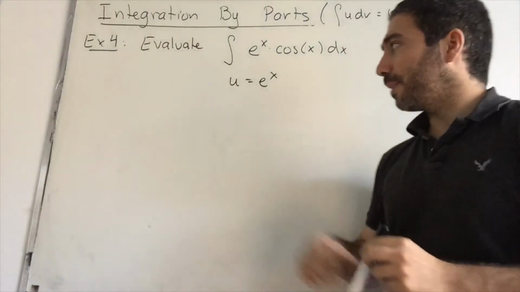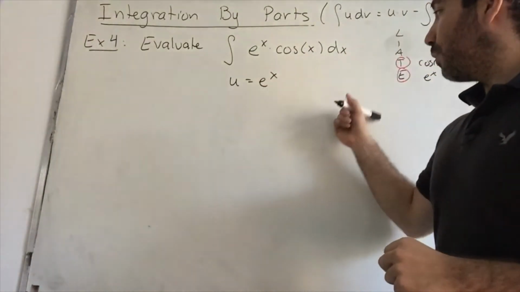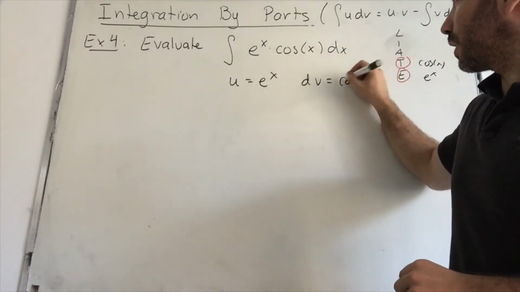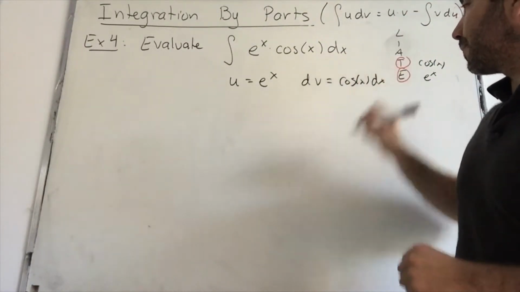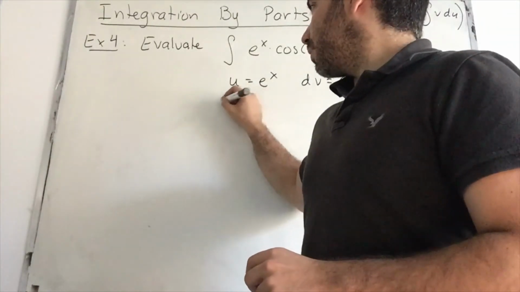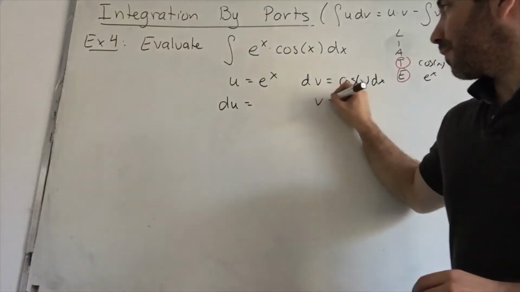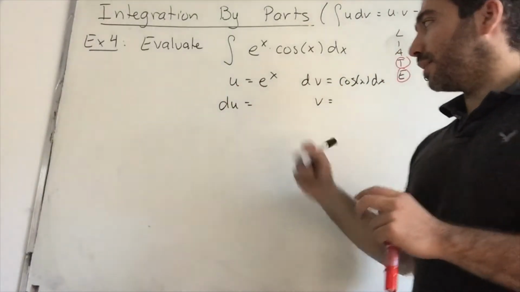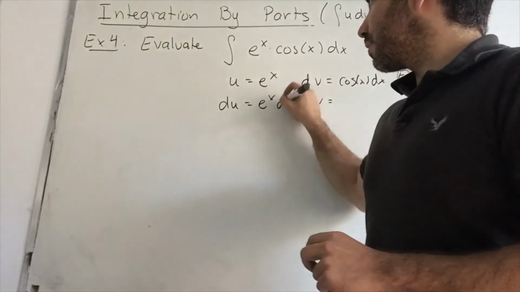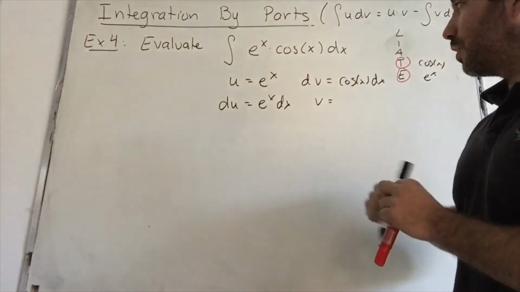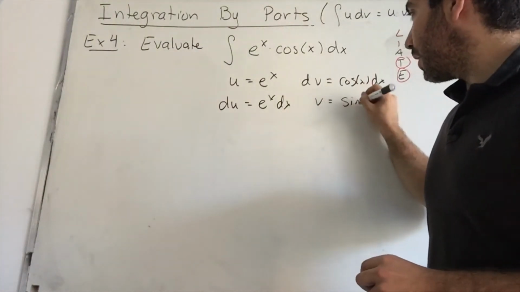So we begin by letting u equal e to the x, and we let dv equal what's left over, in this case cos x dx. Okay. Now we go ahead and we solve for du, and at the same time v. The derivative of e to the x is e to the x dx, and the integral of cos of x, so the derivative of sine is cos, so the integral of cos, we saw this earlier, was sine of x.